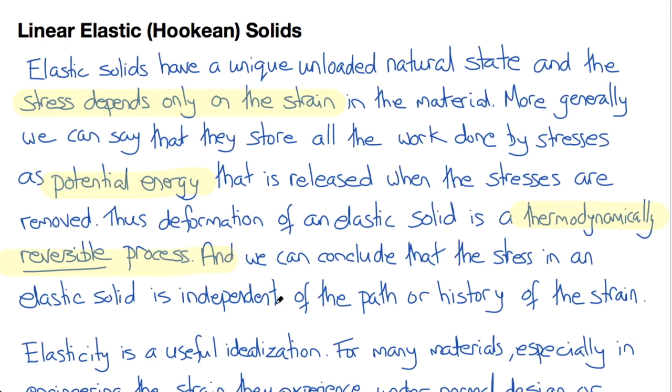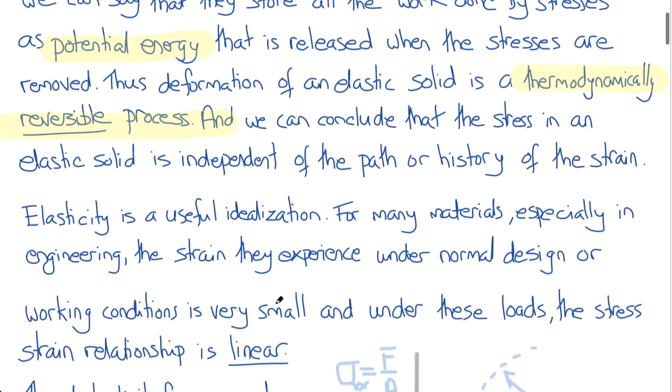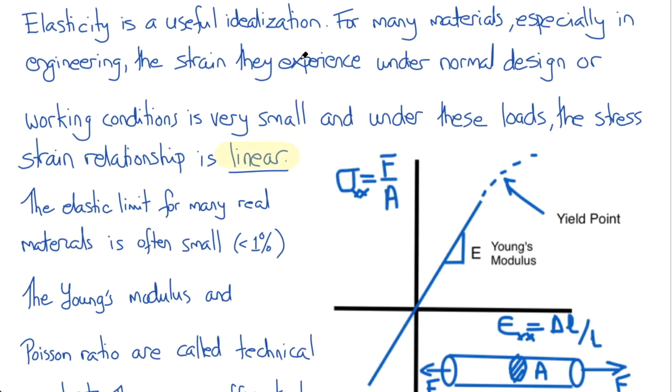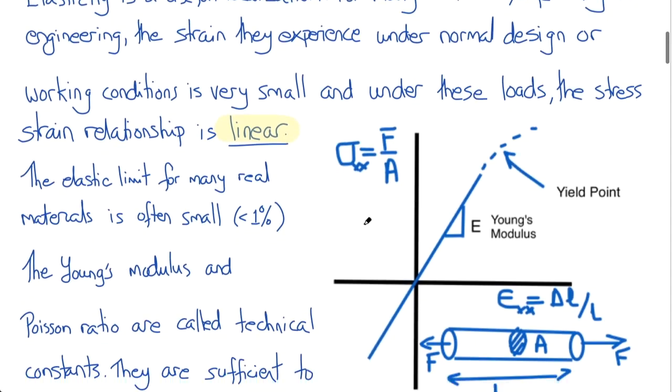Elasticity is a very useful idealization. For many materials, especially engineering materials, the strains that they experience under normal design or working conditions are very low, and so under these loads the stress-strain relationship is linear, and we can use the Cauchy infinitesimal strain.